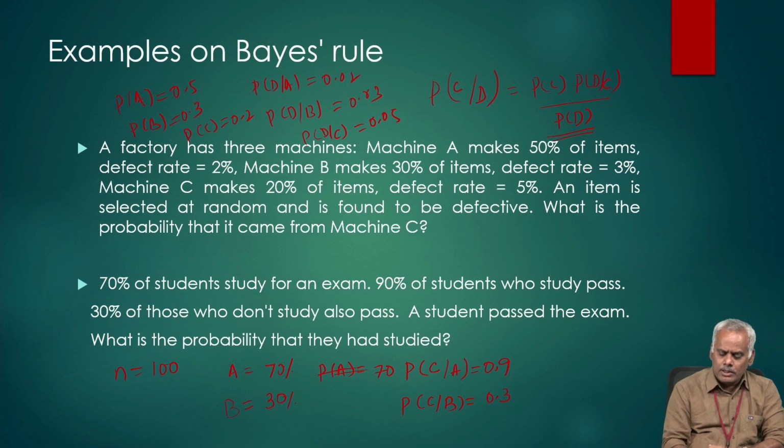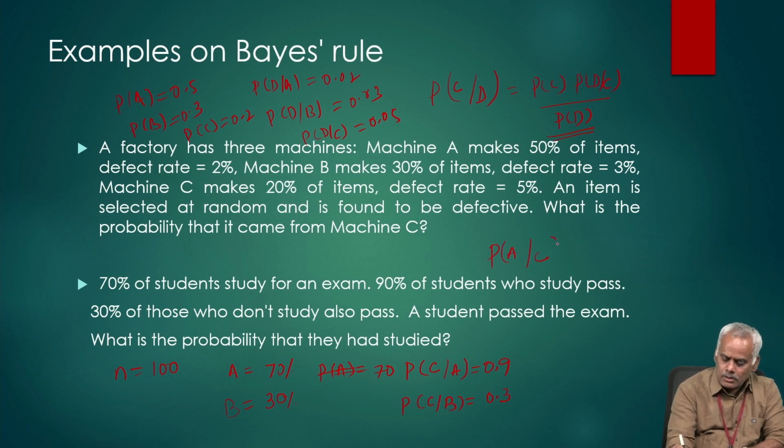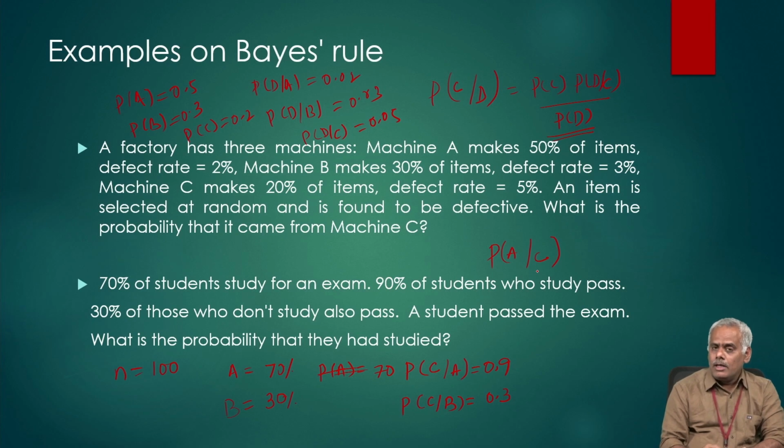So a student passed the examination. What is the probability that they had studied? So find probability of A given C. So probability of A given C is probability of A into probability of C given A divided by probability of C. Thank you.